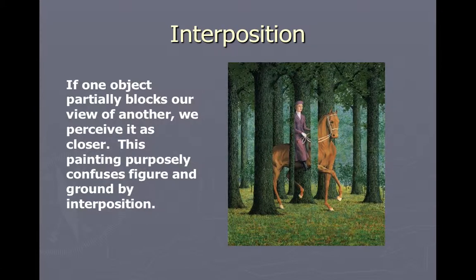Another example is what's called interposition. And this is an illusion, this picture, which messes with your ability to perceive depth because the woman riding the horse is being blocked partially by trees. Now, if one object partially blocks our view of another, we perceive it as closer. Thus, we know which is further away based on what's blocking our vision. So this painting purposefully confuses the figure and ground, which we talked about, figure ground illusions earlier, by interposition.